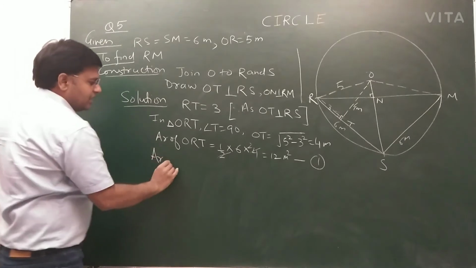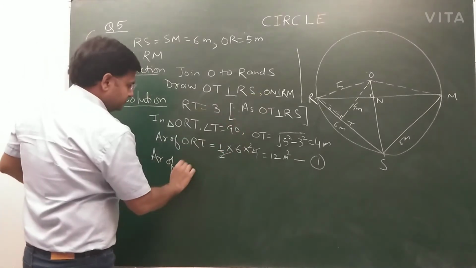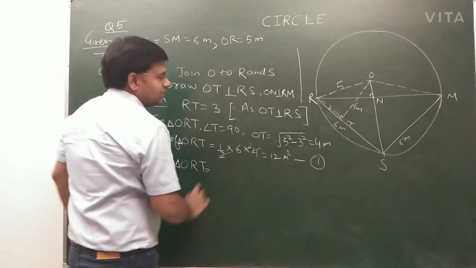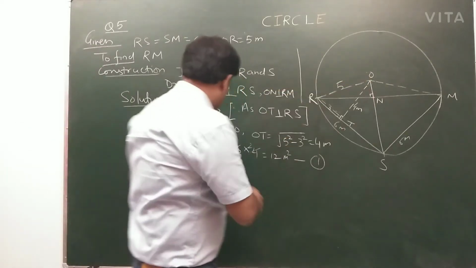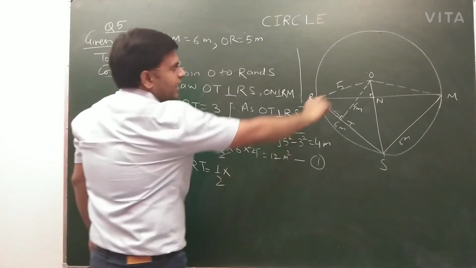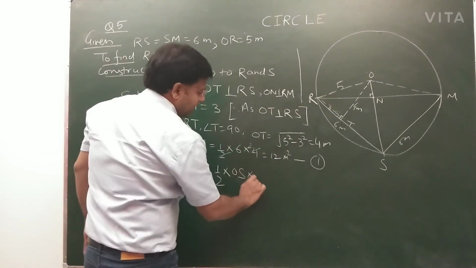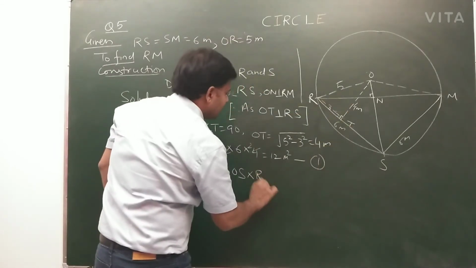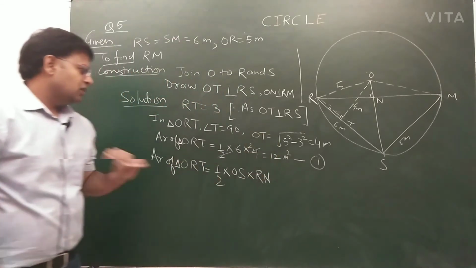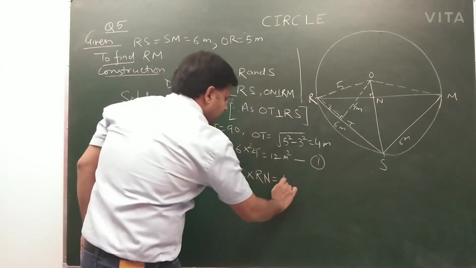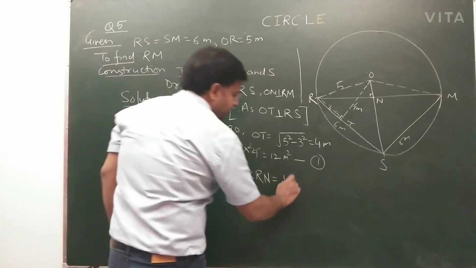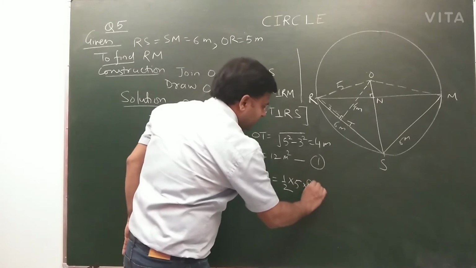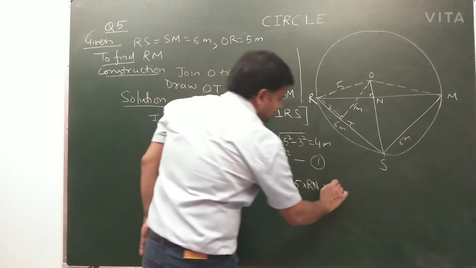Again we write the area of triangle ORT, but this time I am using 1/2, base as OS and height as RN. So this is the area. Apply the values: 1/2 into OS, which is 5 because this is the radius given, and RN, let it be RN. Mark this as equation number 2.